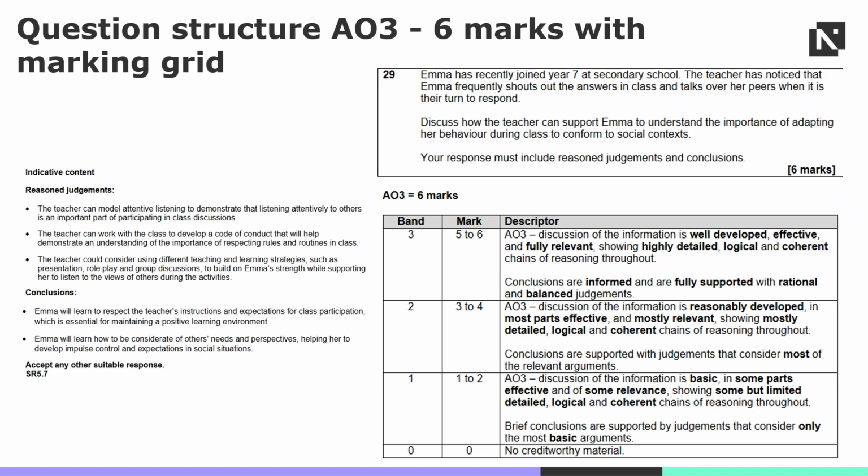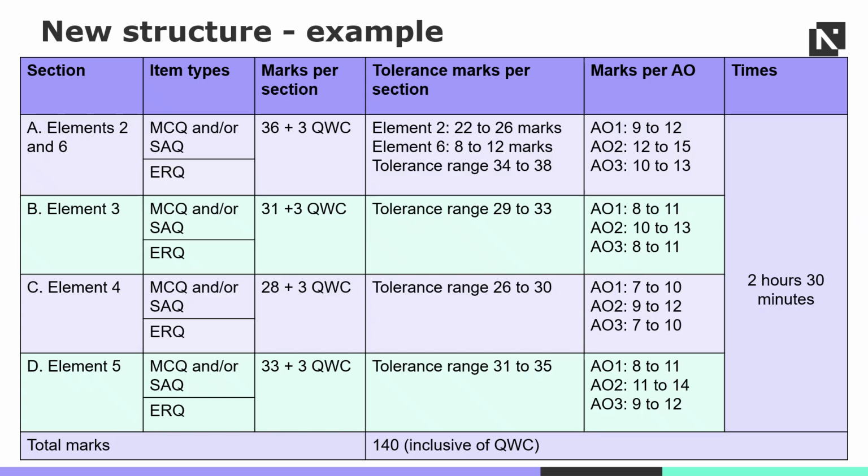And AO3 6-mark questions will use a marking grid to support consistency. This example shows how the indicative content and the marking grid will be structured for these questions. So we'll move on to look at the structure of the new core exam as a whole. So here's a visual example of how the new structure looks in practice.